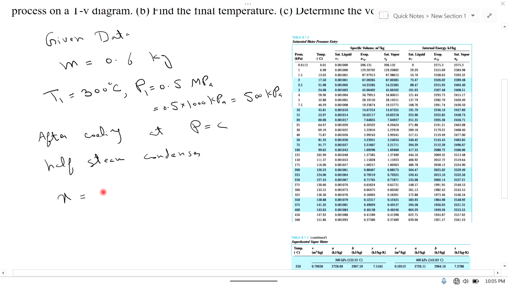50% steam is vapor and 50% steam is liquid. So x is equal to 50%. So 50% means 50 divided by 100, which is equal to 0.5. And pressure is constant means P1 is equal to P2, which is equal to 500 kilopascal.